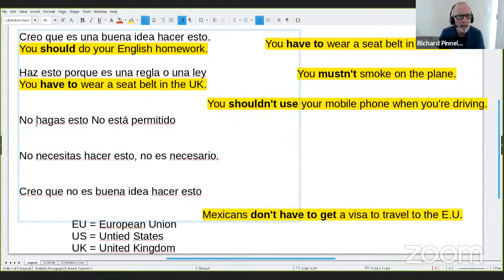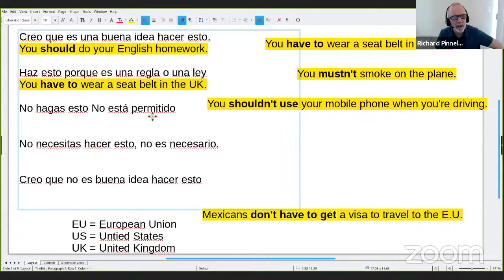La primera regla es should. Podemos usar should para recomendar cosas. Si queremos decir que una cosa es buena idea, podemos usar should. Have to, podemos usar have to para obligaciones que son leyes, reglas o leyes externas. Tercera regla. No hagas esto.